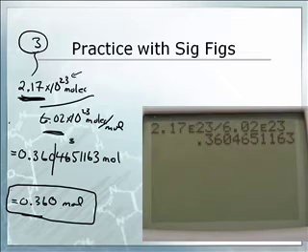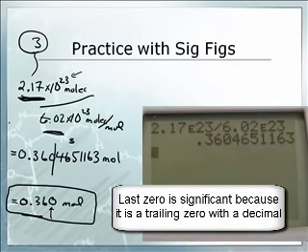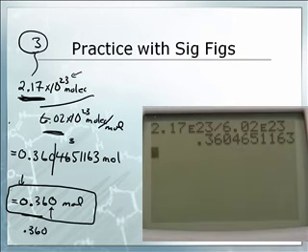What do you mean? Well, that 0 in front is significant. Wait, why is that 0 significant at the end? Because it's a trailing 0 and there's a decimal. And what about that one in front? Well, you might have in your math class just called that .360. Oh, and leading zeros never count. Well, it's not technically a leading zero.